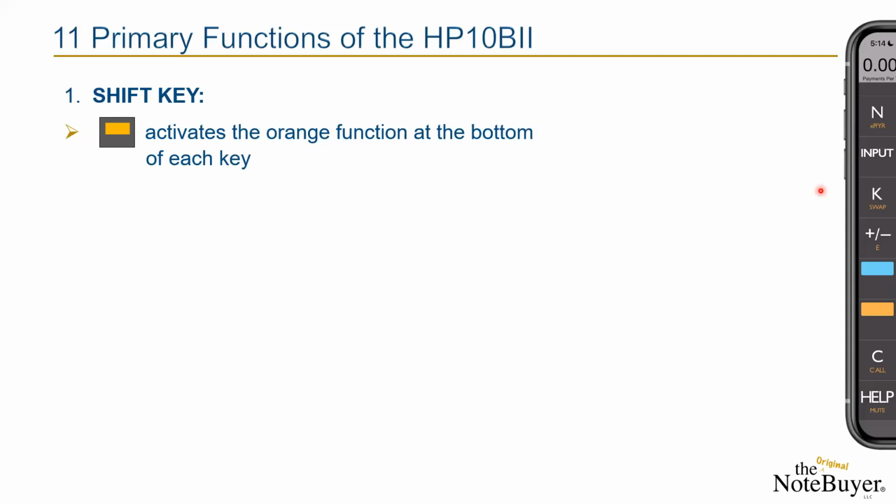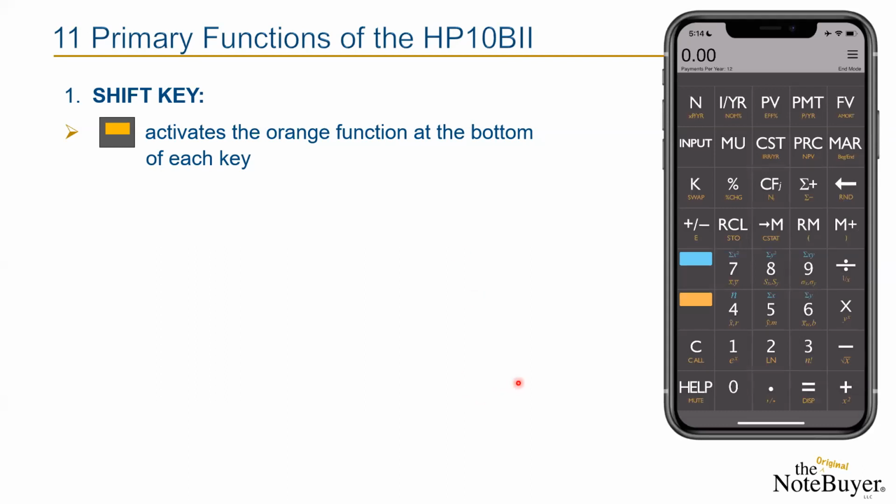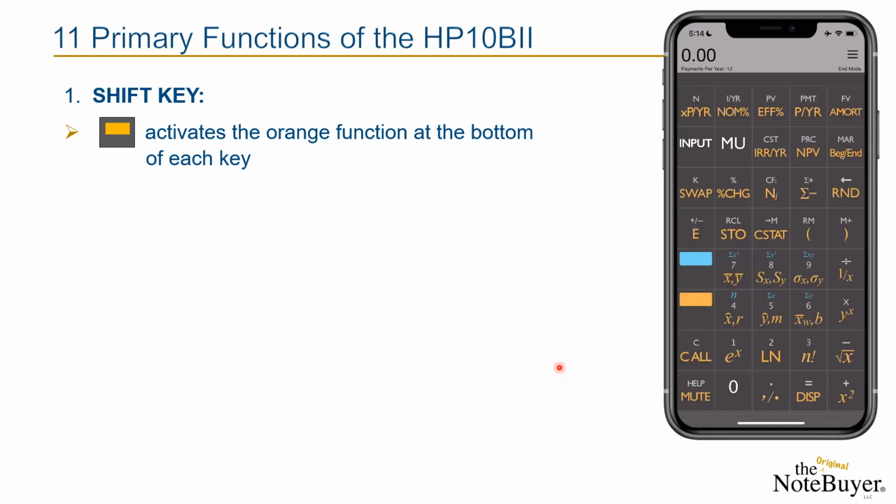Okay, so first of all, you definitely need to know where the shift key is. The shift key is that orange rectangular key. And the thing about it is that right there, okay, when you press that orange key, did you see what happened? If you're using the smartphone, then all of those little tiny numbers in orange come alive and they enlarge so you can see what you're doing. So the orange function key accesses the function that is at the bottom of the keys, okay? So let's see here.